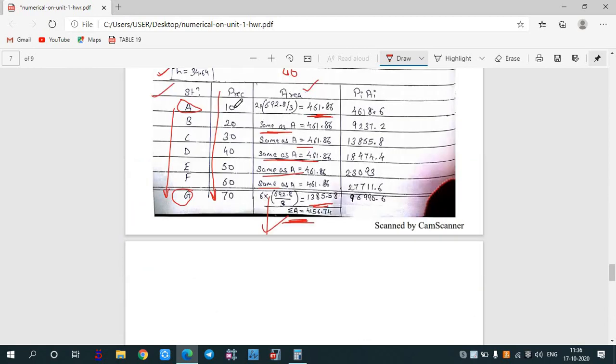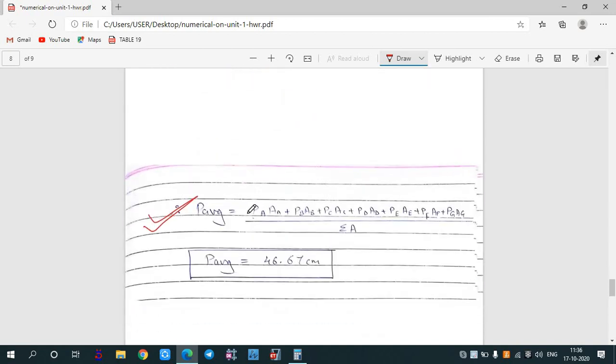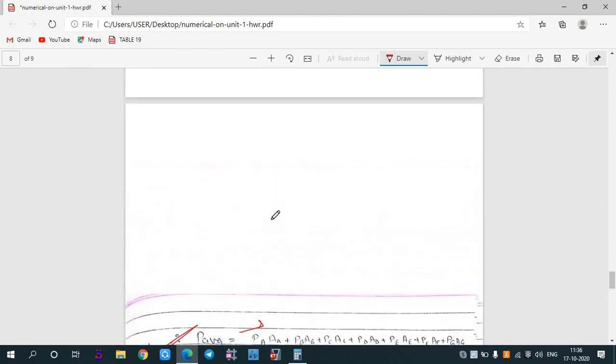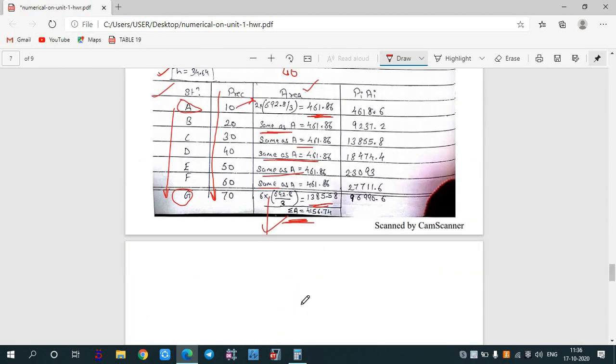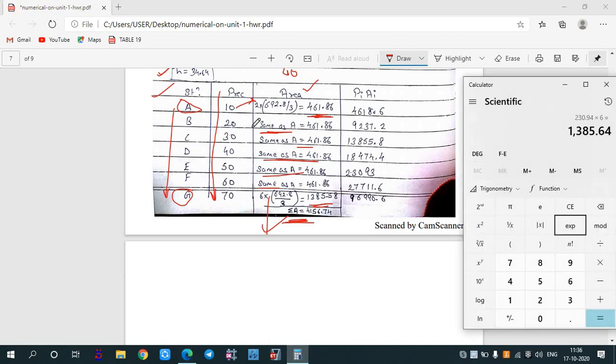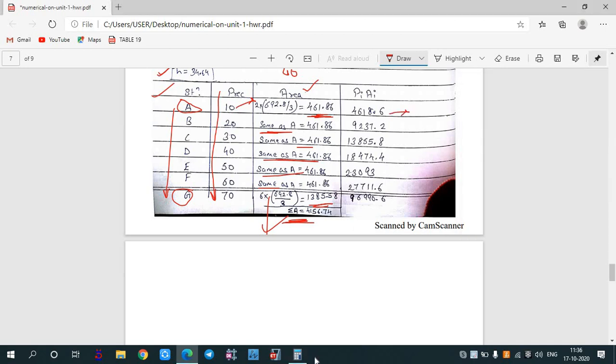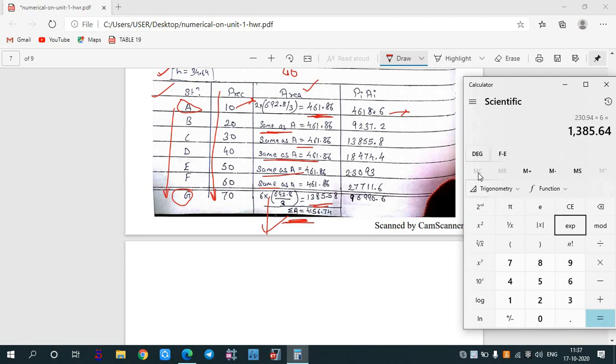So we have the precipitation value, we have the area value, so we can use this PA into AA plus PB into AB. We'll write all this, add it, and divide it by the total sum. So let me check. We have multiplied this with the area, so these are the values which are coming. Let's check whether the answer is coming out correct or not.